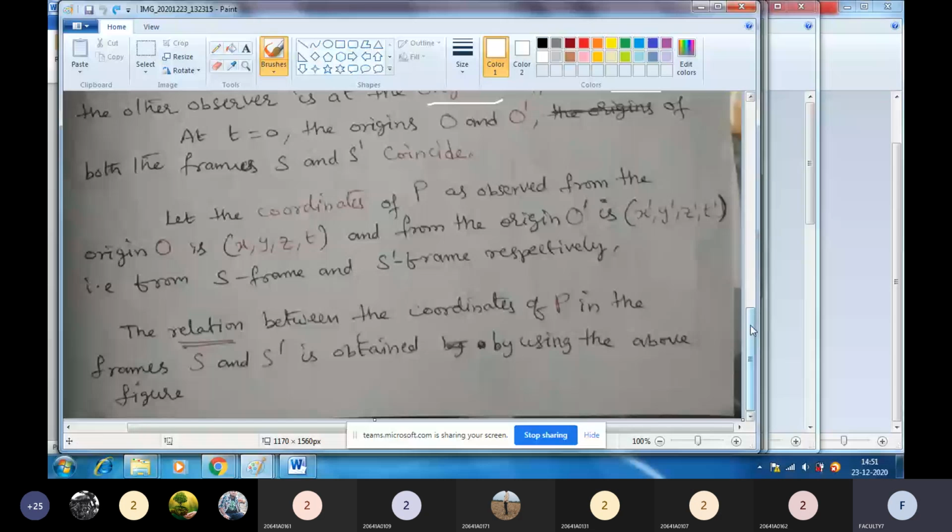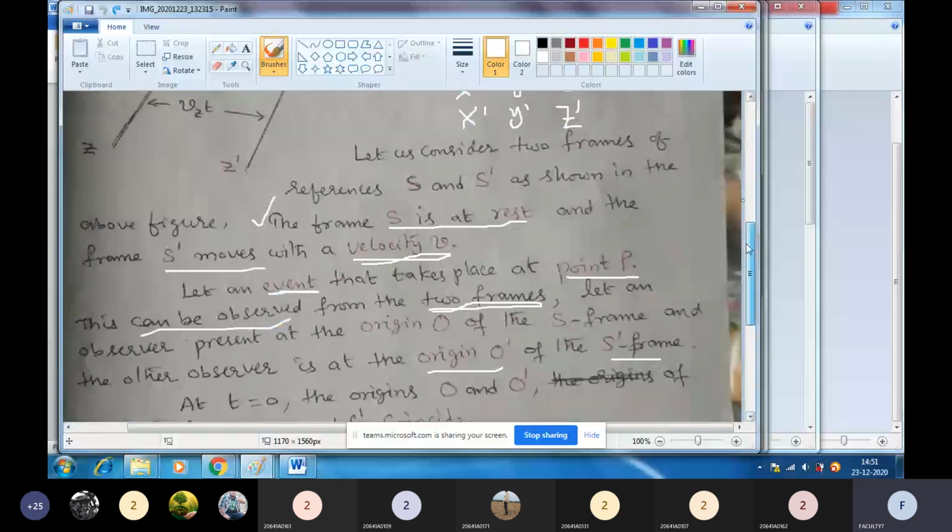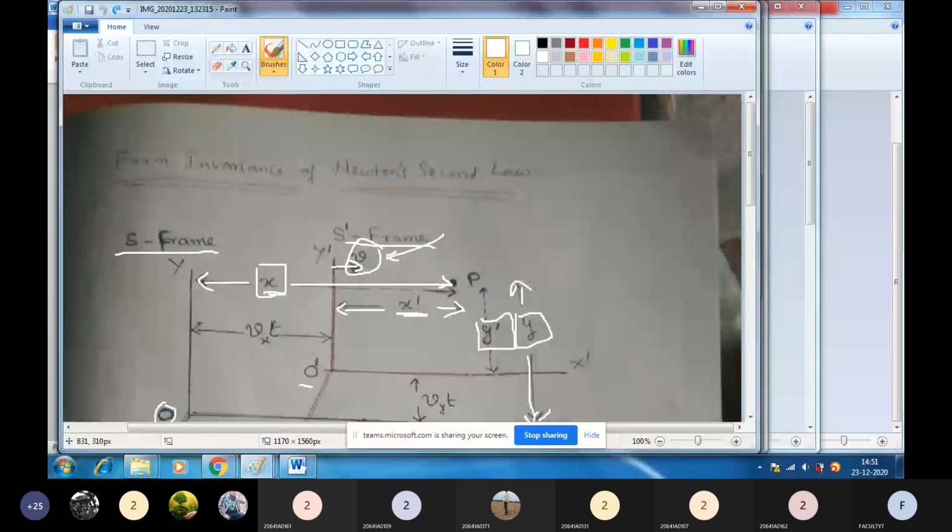Okay. Now we had started with the frame here. Both the frames S and S prime.